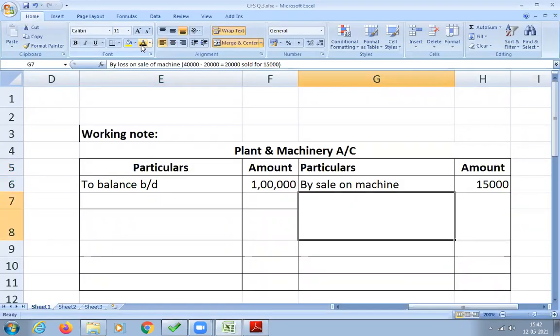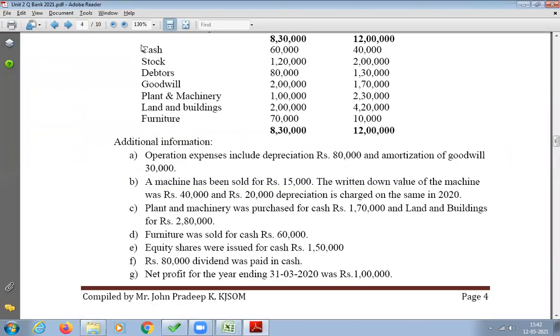Next, we have to calculate whether it is a loss or profit. How to calculate? Loss, sir. 5,000 loss, sir. How did you get that 5,000 loss? Sir, machine value was 40,000 and depreciation is 20,000, and remaining is 20,000, but sale is 15,000. The difference between 20 and 15 is 5,000.